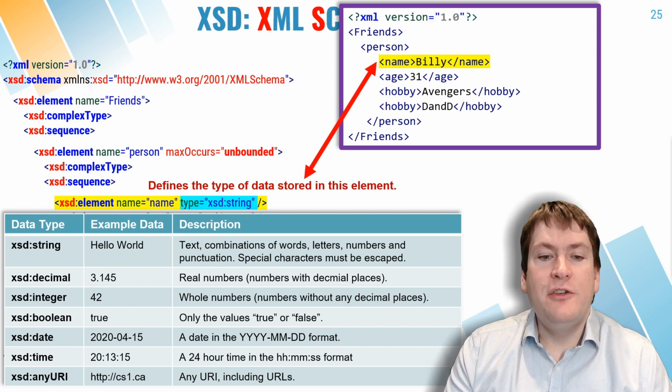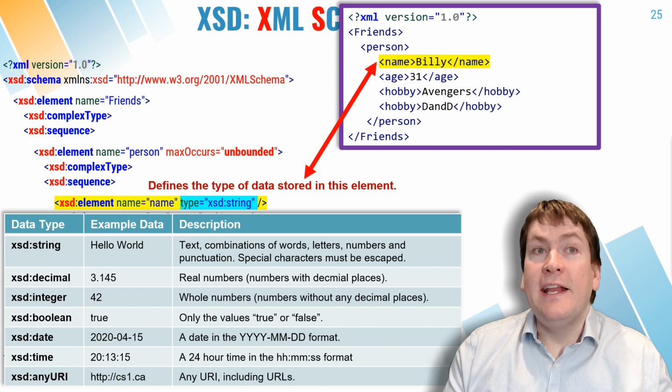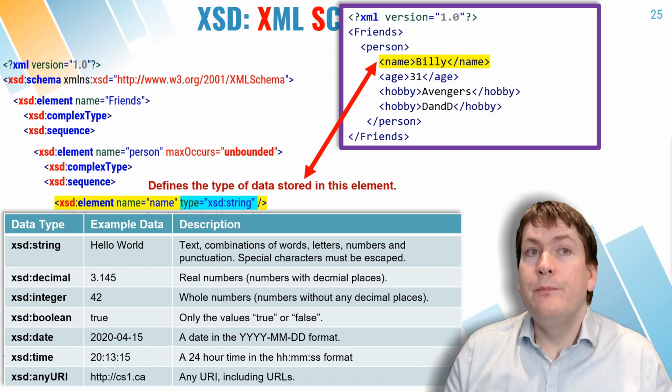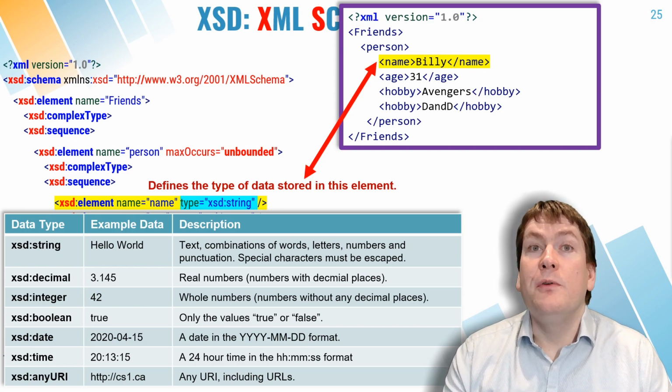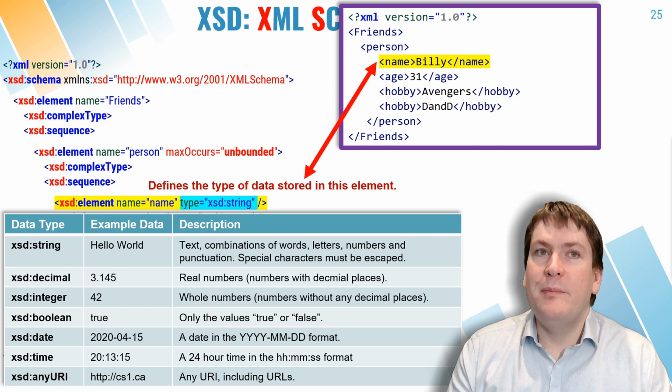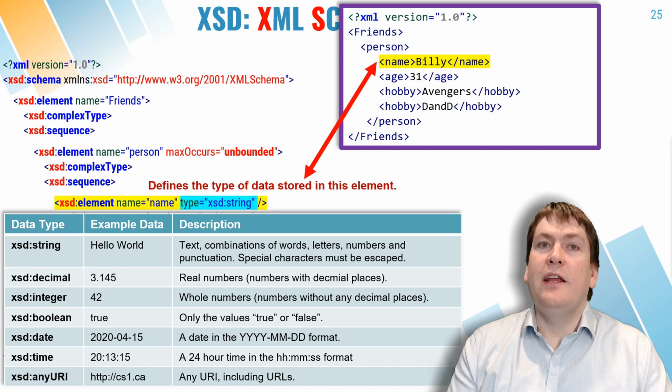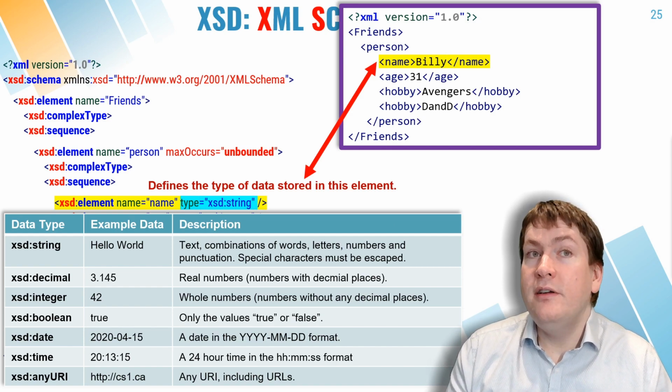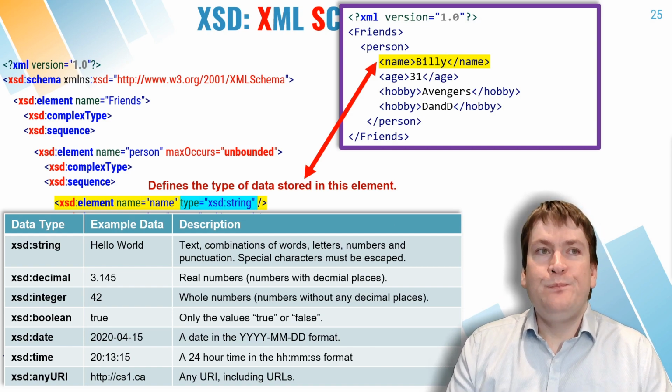So string, like we mentioned, is basically any text, any combination of words, letters, numbers, and punctuation. The only restriction is those few special characters that we talked about for XML. Those have to be escaped. So like if you use an and sign, an ampersand, you're going to have to escape that.